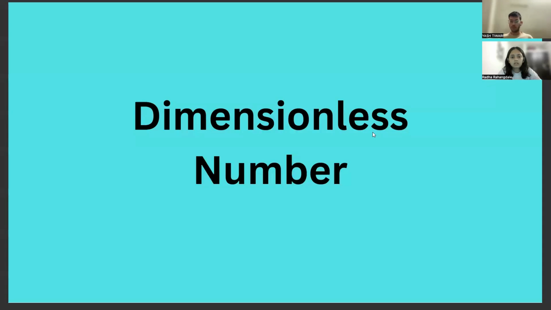Right. The name sounds fancy, but the idea is super simple. A dimensionless number is basically a number that doesn't carry any physical units, no meters, no seconds or kilograms. It's just a pure ratio of two things with the same units, so the units get cancelled out.